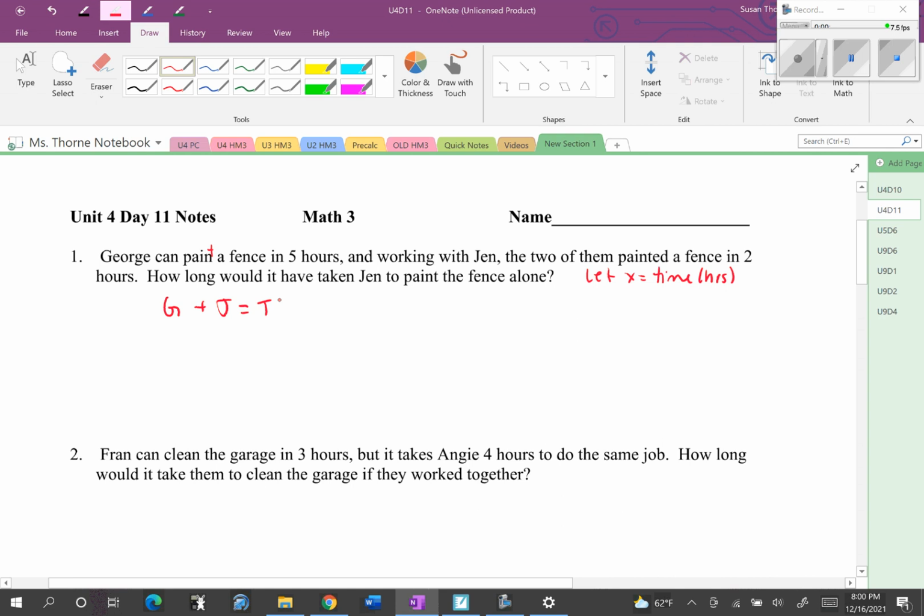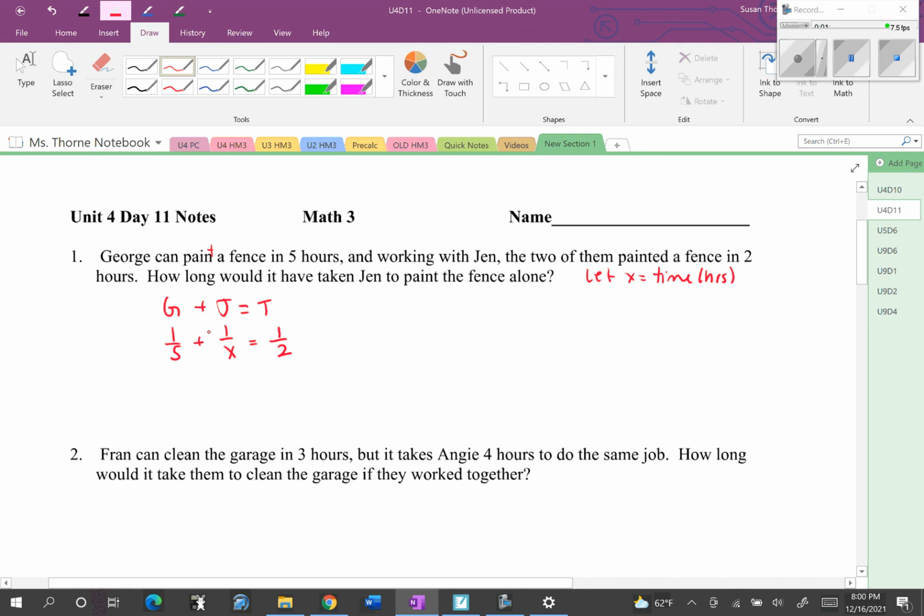So in this case, George can paint one fence in 5 hours, and working with Jen, the two of them painted a fence in 2 hours. So one fence in 2 hours. So we're trying to figure out how long it takes Jen to paint the fence alone. So we have 1/5 plus 1 over x equals 1/2.